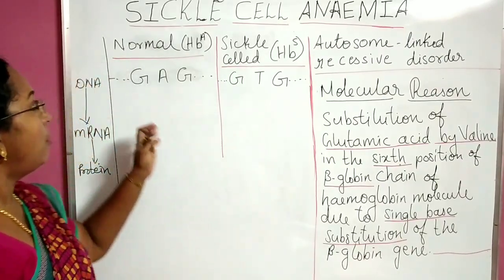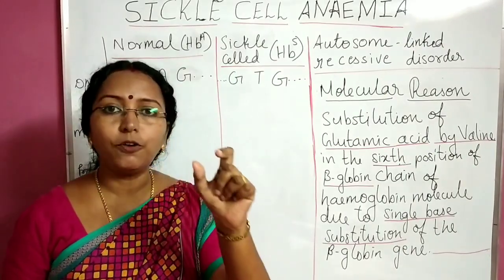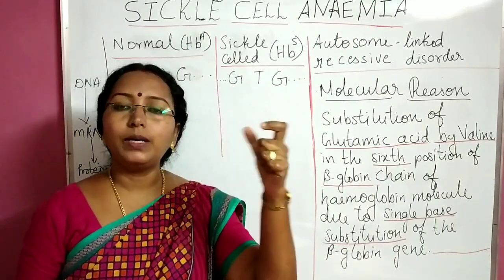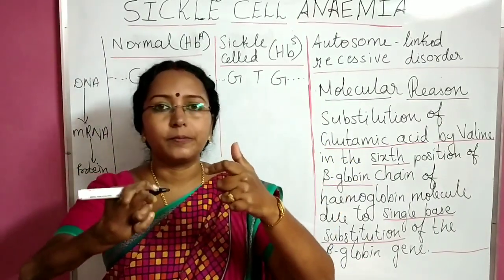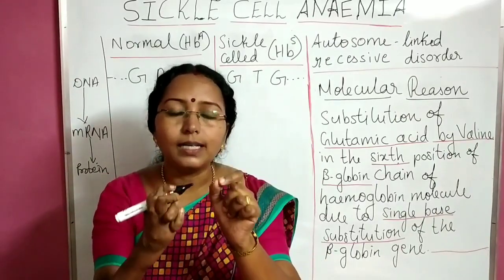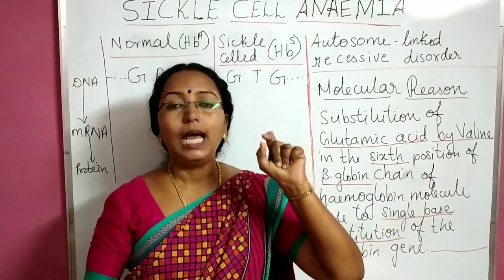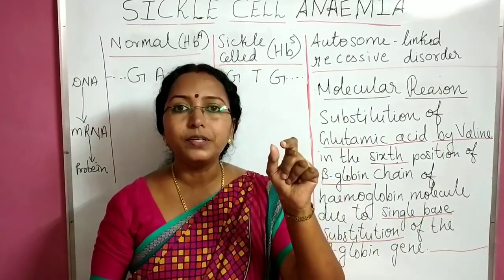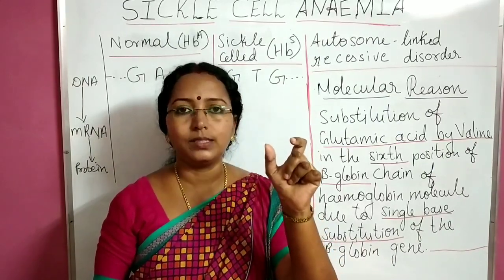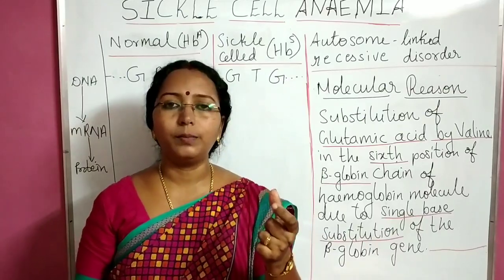For each protein to be formed, many amino acids are required. So amino acids are the building blocks of proteins. For each amino acid, there is a code present in DNA. And how is this code actually present in DNA? In the form of base pair sequences. Three base pairs together will code for one amino acid.